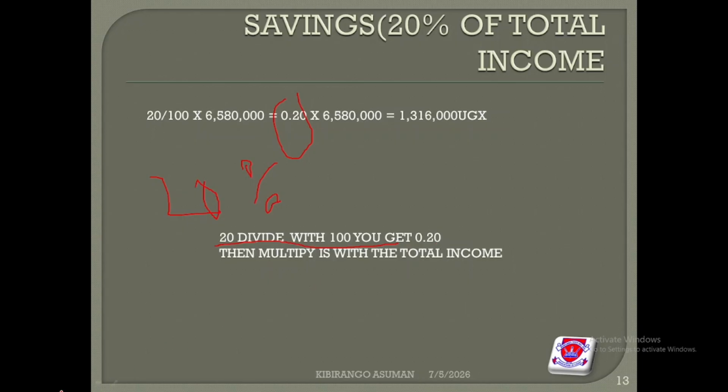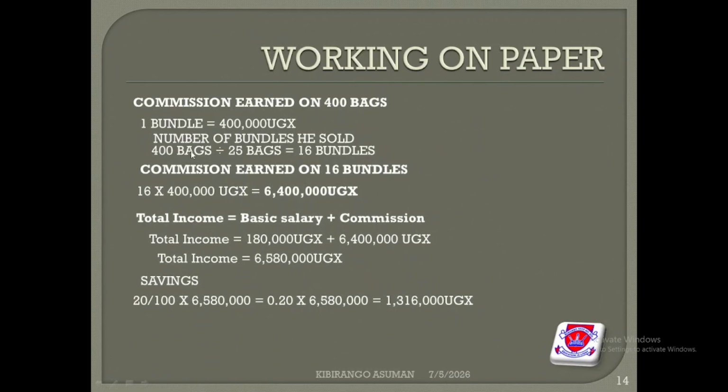And we multiply 0.20 by the total income to get the amount of money he saves, the 20% of money which is saved from the total income. And this is 1,316,000 Ugandan shillings. So this amount is what he saves, and we put it aside. So we work this on paper, and we say that savings is 20 divided by 100 times 6,581,000 shillings, which is equal to 0.20 times 6,581,000 shillings, and which gives us the savings money.